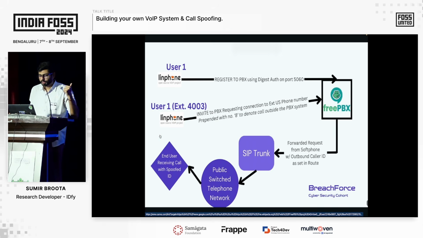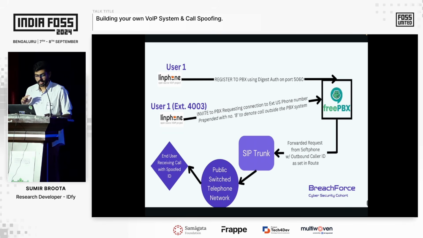With the extension 4003, that is my laptop, we were able to send an outbound call through the SIP trunk. Now, the SIP trunk was not able to authenticate me, because I haven't done KYC, and I also haven't provided any type of source origination or identity. So that's why they were giving me a Class C rating. Now you can see the PSTN network still forwarded my call to my friends, and they were able to get the spoofed caller ID.